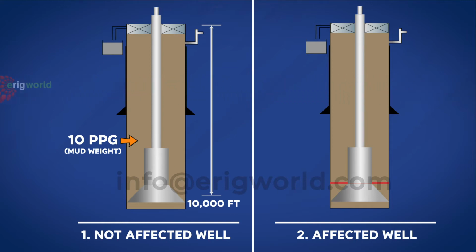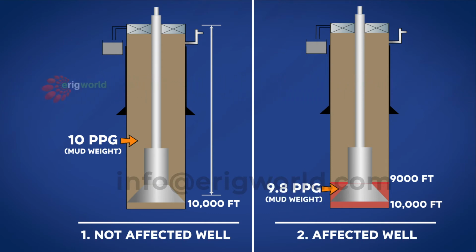Now let us say that while drilling the same well, there is some gas present in the pores of the formation. When I'm drilling this formation, the gas will come into the well bore, and let us say this is the affected point. The bottom of the well is again the same 10,000 feet TVD, and from 10,000 to 9,000 feet there is a mud and gas mixture. Because a lighter fluid is mixed into the heavier fluid, the density of the fluid will decrease, and let's say the mud weight decreased from 10 to 9.8.